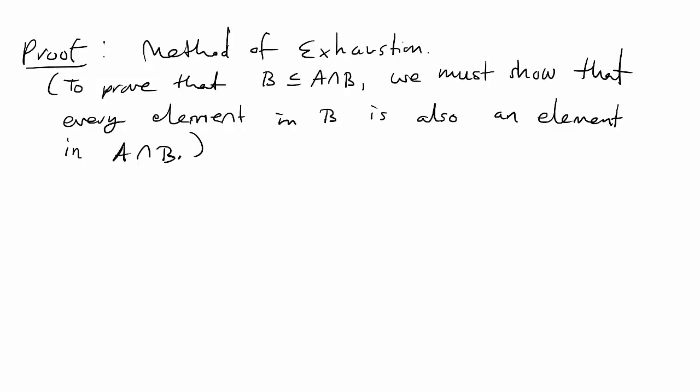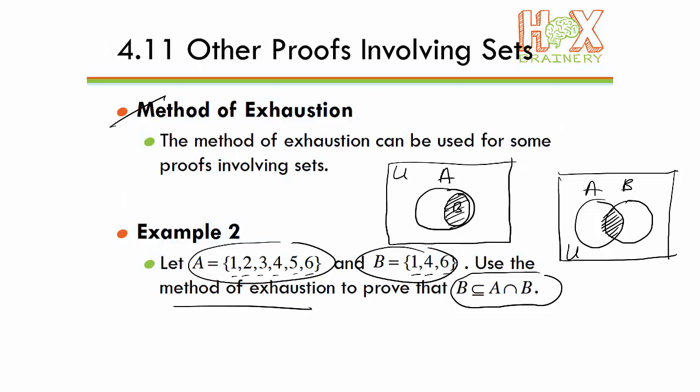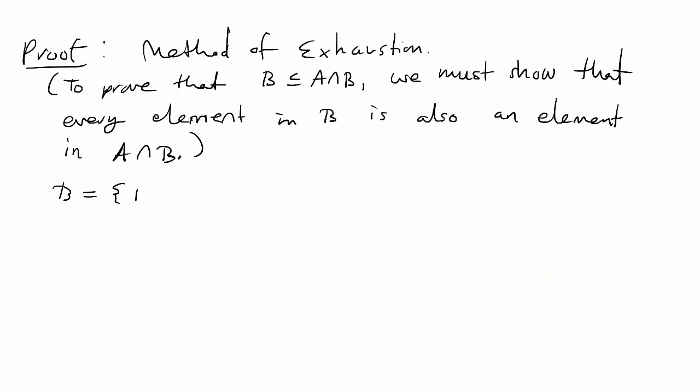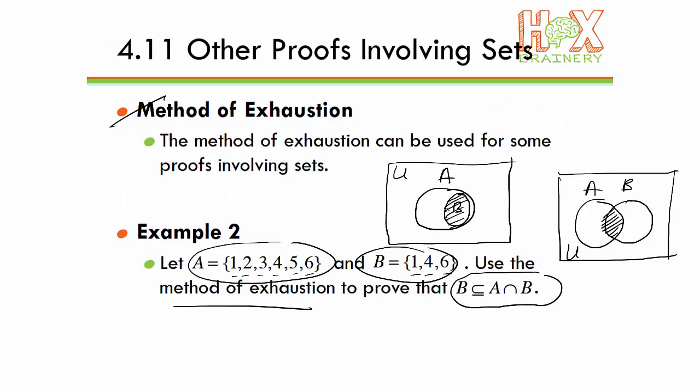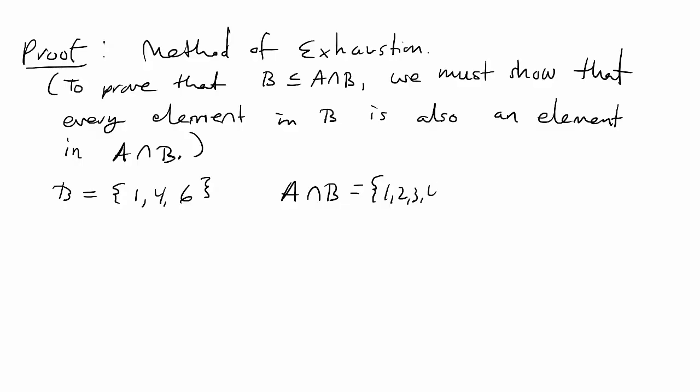Okay. B here is equal to the set containing 1, 4, and 6. And then what's in their intersection? What was A again? A is the integers 1 to 6: 1, 2, 3, 4, 5, and 6. And we're intersecting that with set B, 1, 4, 6. And so in their intersection, you get 1, 4, and 6.